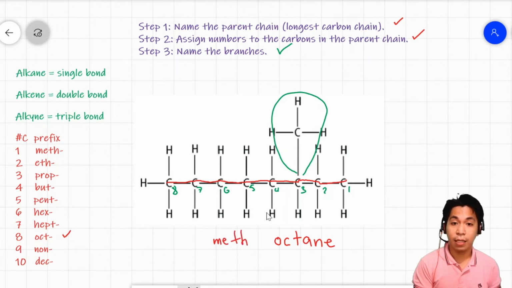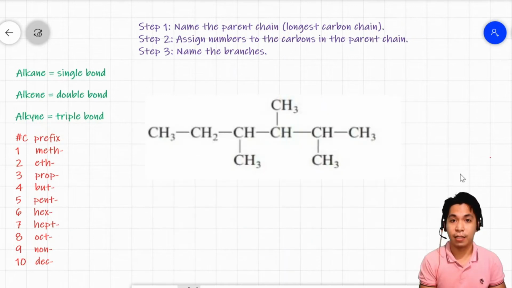And to tell that this is a branch, we use the suffix -yl. And then we identify to which carbon atom the branch is connected on the parent chain. Our branch here is connected to carbon 3 of the parent chain. Therefore, we will place the number 3 here and separate them with a dash. Therefore, the name of our compound is 3-methyloctane. Let's have the next example.